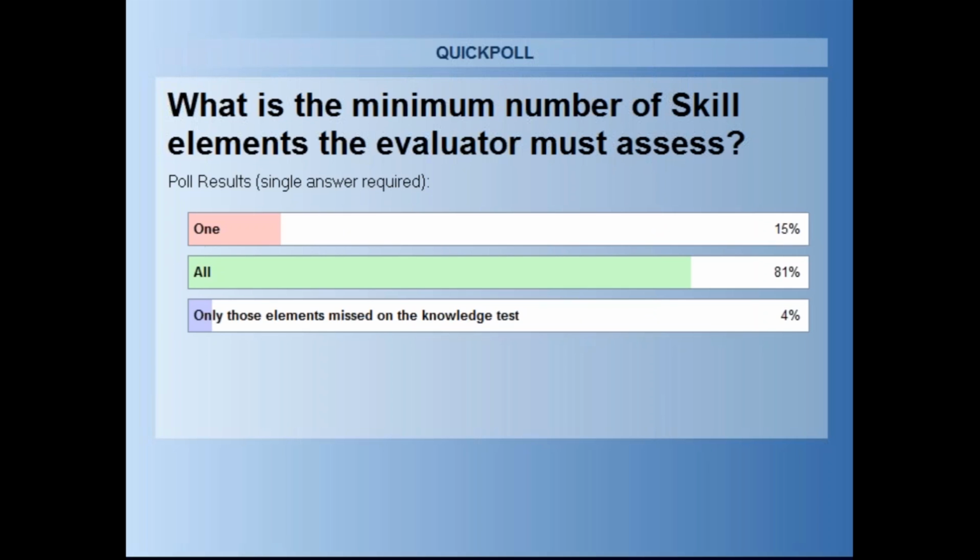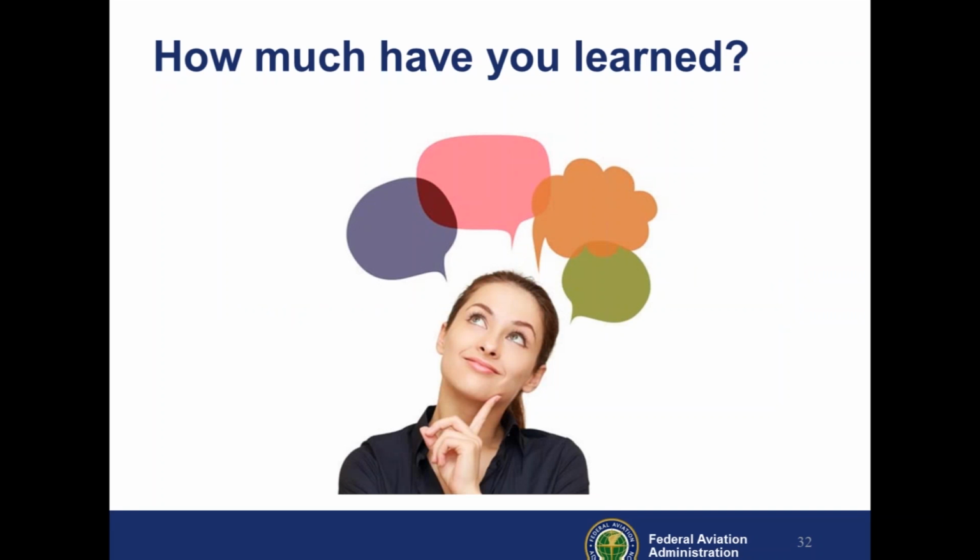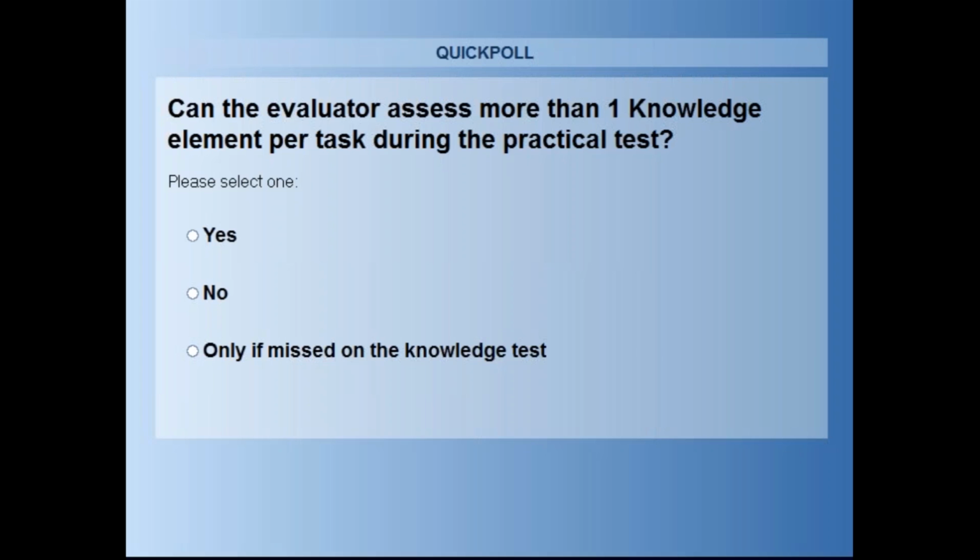The question was, what is the minimum number of skill elements the evaluator must assess? Well, the skill elements, it's all. The evaluator has to assess all skill elements, so you guys did really good on that one. Regarding the knowledge element, it's 1 at a minimum, and then the risk management element is 1 at a minimum. So I have one more question for you, and then we can wrap up these questions. I'll give you 30 seconds to answer this one.